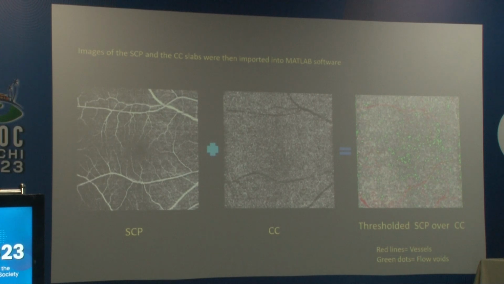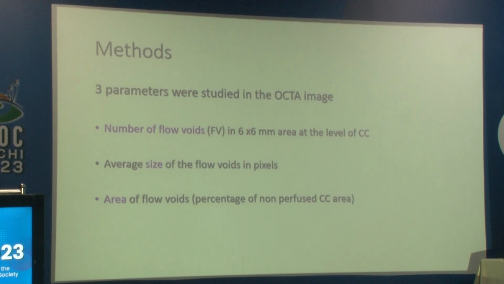And then in the image, you can see the presence of the red lines, which are the vessels, and the green dots, which are the flow voids. This is to rule out any projection artifacts. Three parameters were studied on the OCTA image. One is the number of flow voids, the second is the average size of the flow voids, and the third is the average area of the flow voids.